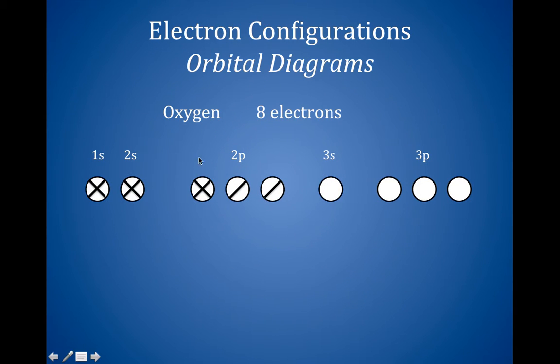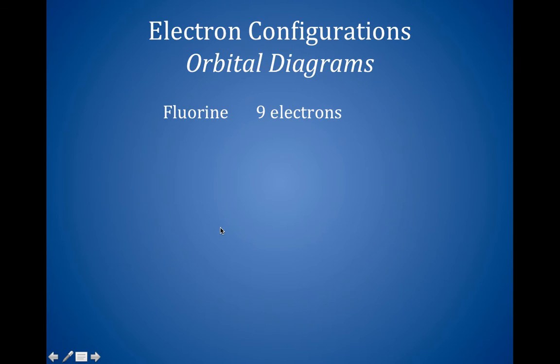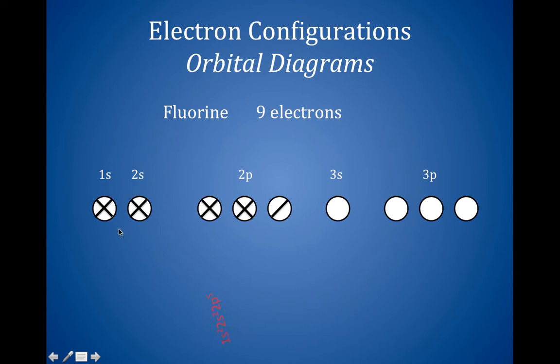So there's oxygen, 1s2, 2s2, 2p4. So that seems fairly painless. Fluorine has 9. 2, 2, and another 2, another 2, another 1. So that adds up to 9. 1s2, 2s2, 2p5. So these are filled, and this part of the subshell is unfilled.